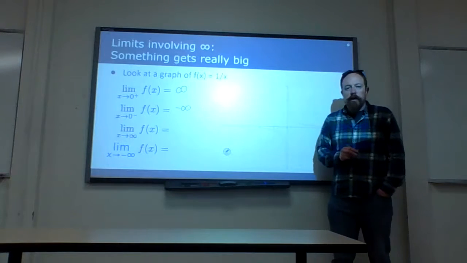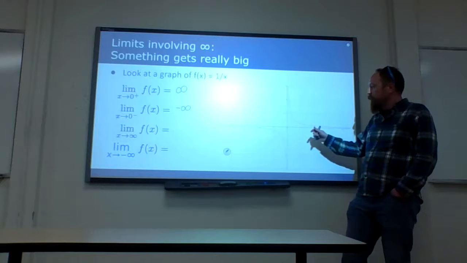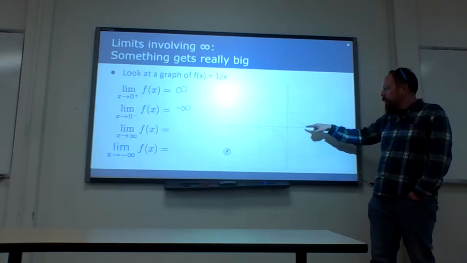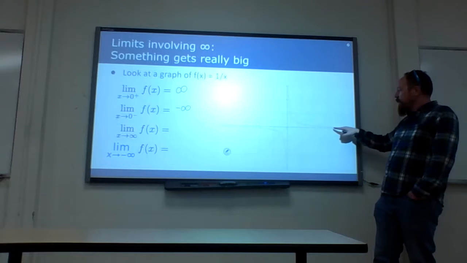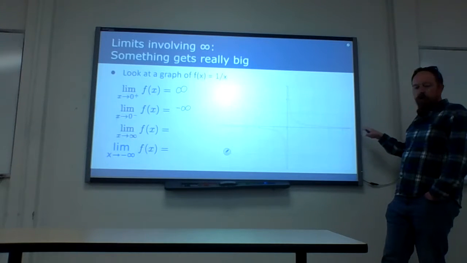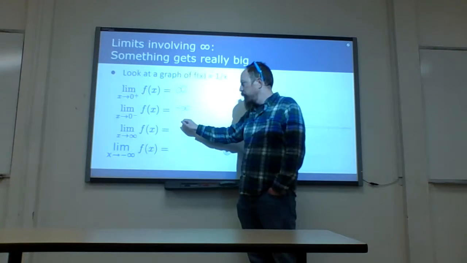We might similarly ask, what happens to the output values of the function as x gets bigger and bigger forever? You can imagine following this graph: as x gets bigger and bigger, you can see the function values get closer and closer to 0. So we might answer this question with the answer 0.